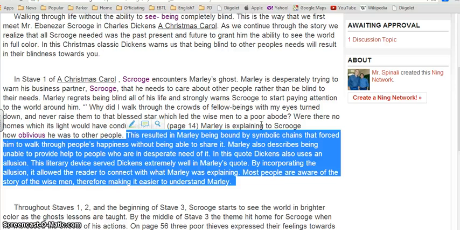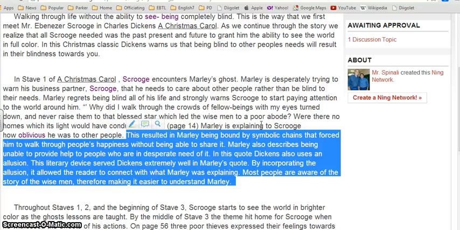In this quote, Dickens also uses an allusion. This literary device served Dickens extremely well in Marley's quote. By incorporating the allusion, it allowed the reader to connect with what Marley was explaining. Most people are aware of the story of the wise men, therefore making it easy to understand Marley.